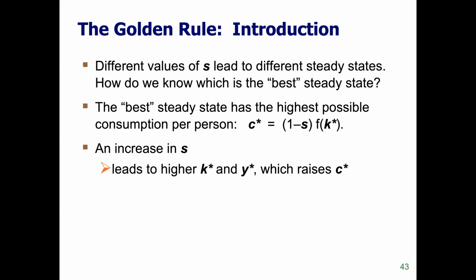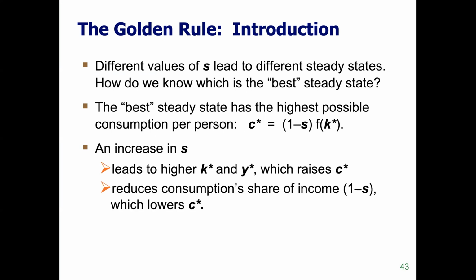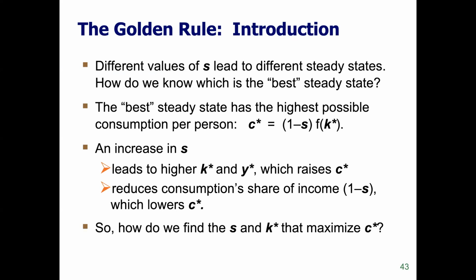An increase in the saving rate leads to higher capital stock and higher output, higher capital per worker and higher output per worker, which raises c star, but a higher s reduces 1 minus s, which lowers c star. So they're two opposite direction effects. Which one wins out? Let's take a look.